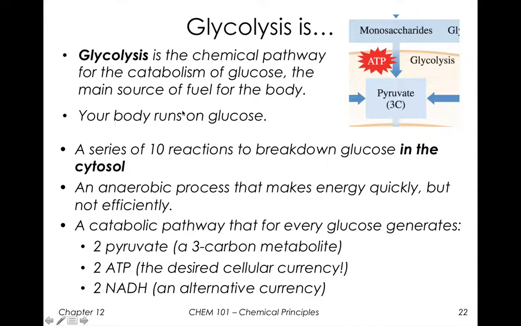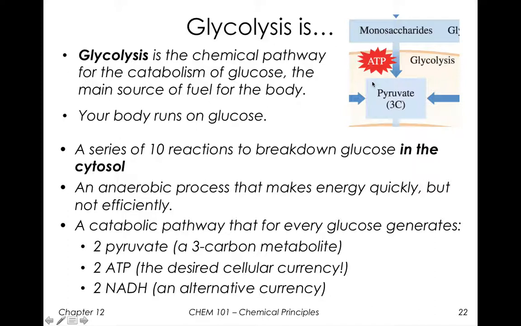But so here's some bullet points that I want you to remember about glycolysis. 10 reactions, so remember the number 10. Breaks down glucose, and it's a cytosolic process. So we want to remember where it occurs and the number of reactions that it occurs with. Again, an anaerobic process, so it does not require oxygen. And I want you to remember that it makes energy quickly, but not efficiently. And the reason it's not efficient is we're left over with pyruvate at the end.